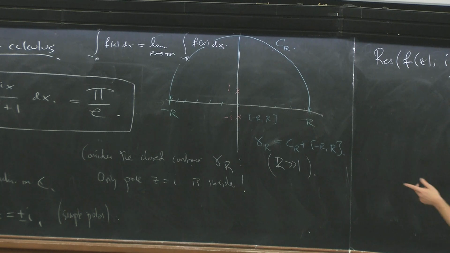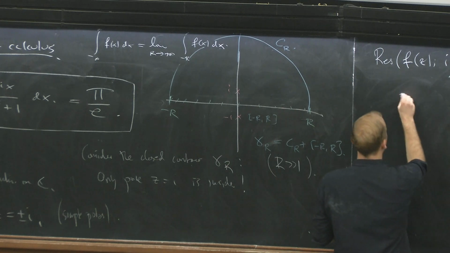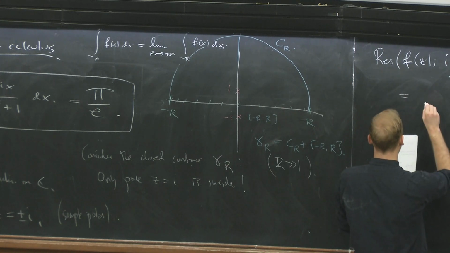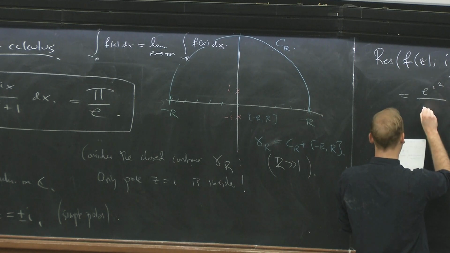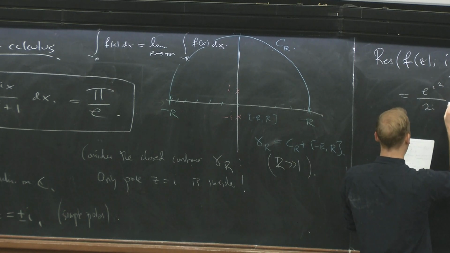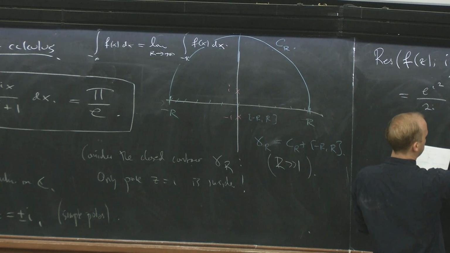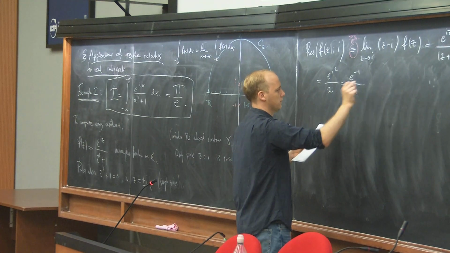Well, we had this function, and of course the denominator factors. So this is equal to e to the iz over z plus i. And this should then be simply evaluated by continuity at z equals i. So this is equal to e to the i squared divided by 2i, which is equal to e to the power minus 1 over 2i. Let's write it like that.